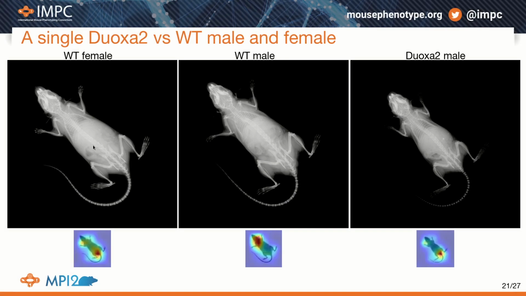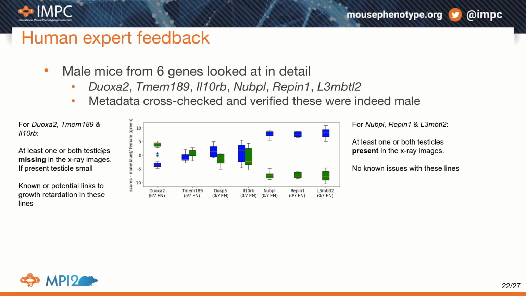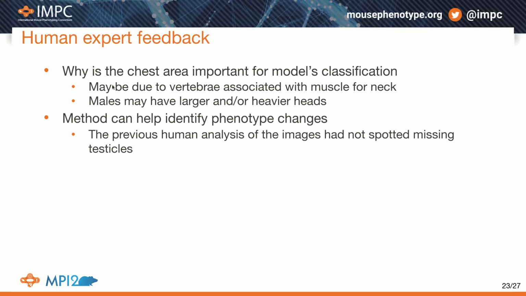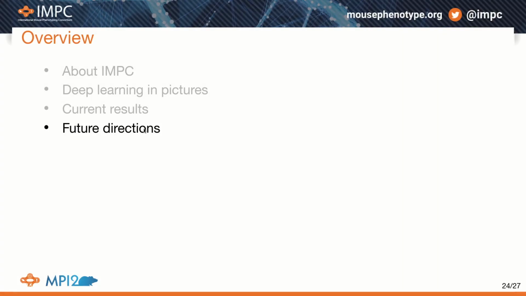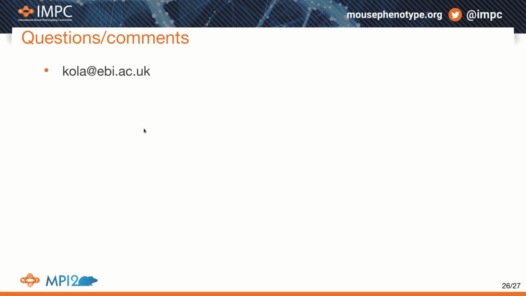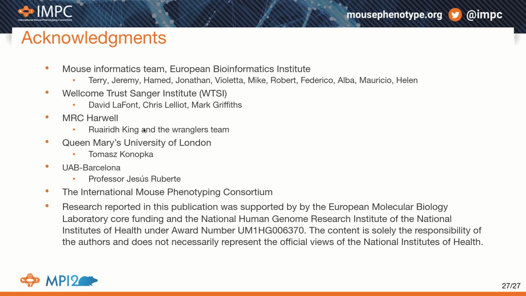We took this, and these are just normal x-rays, and you can see this is a wild-type male, a random wild-type female, and this is the DUX02, and it's more similar to the female. And then we took this to the human experts, and they saw that there was at least 1 or both testicles missing in the x-ray images, or if present, they were small for the ones that we identified. And the conclusion was that this method is useful in pre-screening, and we have to do some more work on finding out about why the chest area is important.